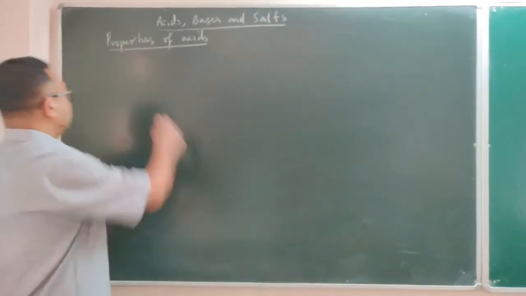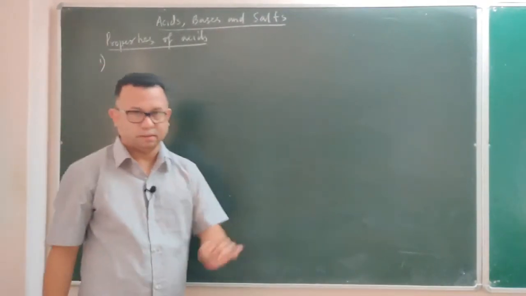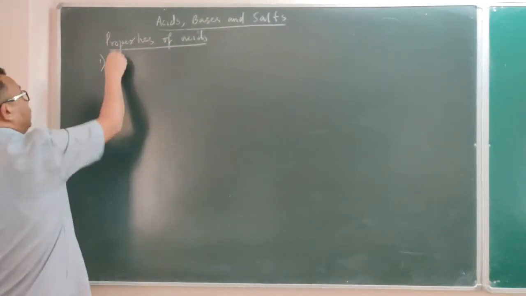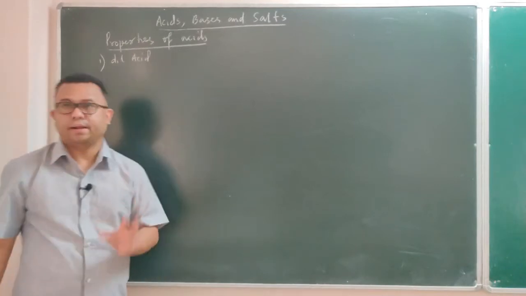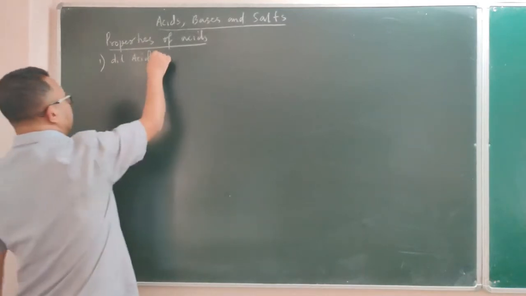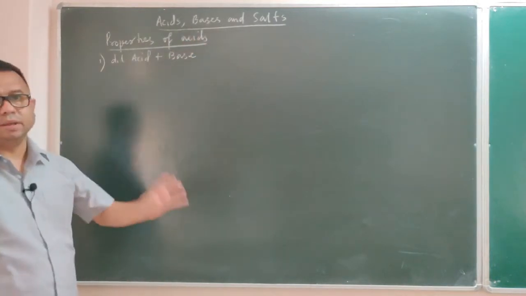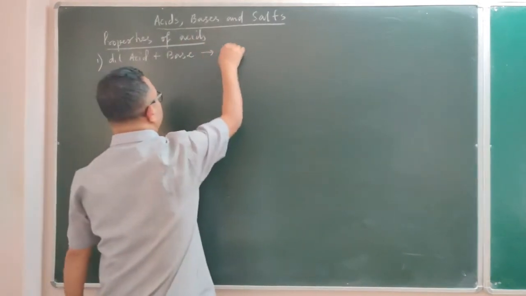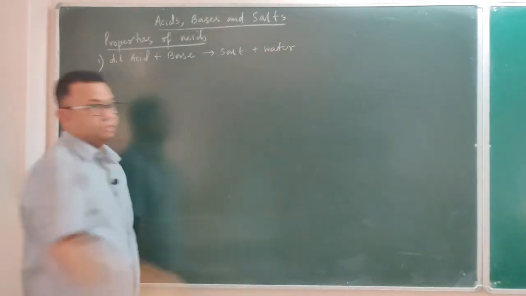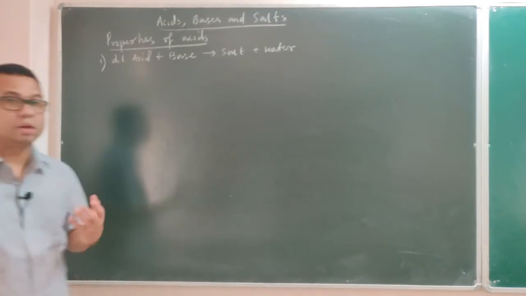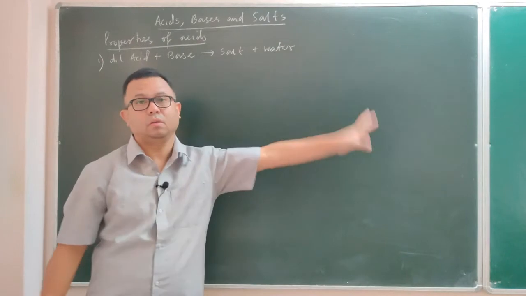Alright then, what is the first property of dilute acid? Again I am mentioning it is dilute acid. All dilute acids, whether hydrochloric acid or sulfuric acid or nitric acid, will react with a base. All acids react with a base to give you salt and water. You have heard about this reaction before also. This reaction is called the neutralization reaction. Acid reacts with the base to give you salt and water.